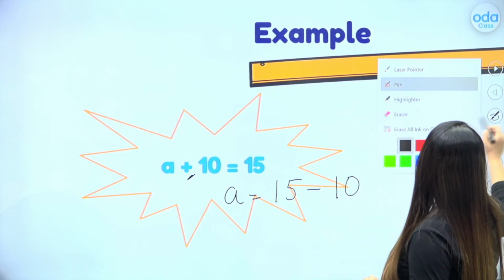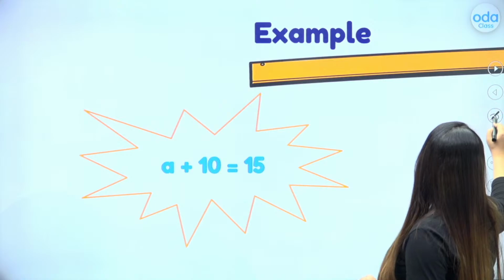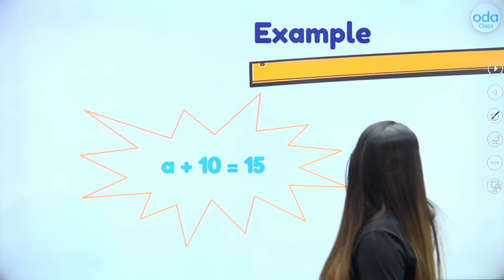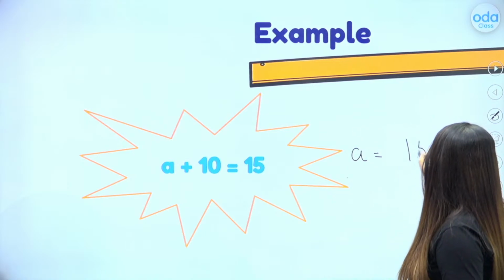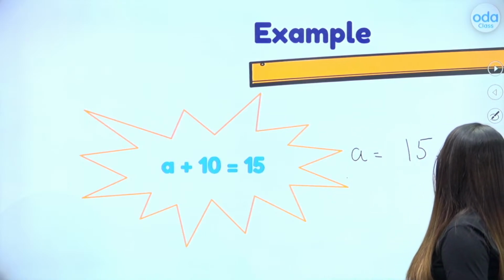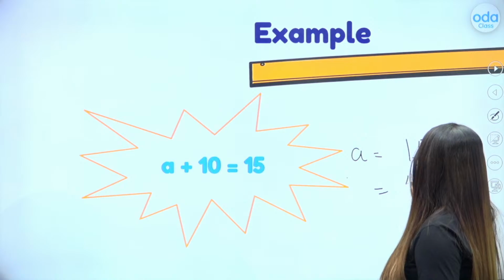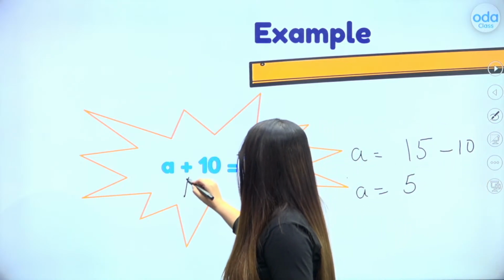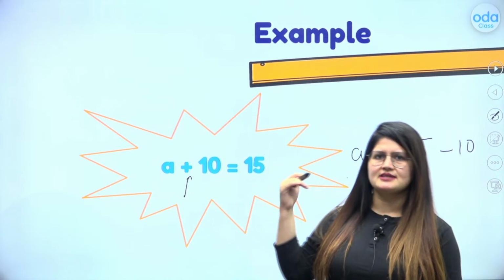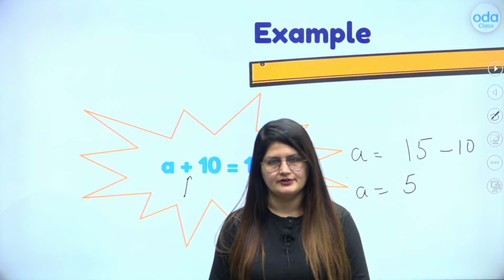So if we have to do it, a is equal to 15 minus 10. That will come out to be 5. So if you see a plus sign here, you are going to make it a minus sign when you are taking the number to the other side.